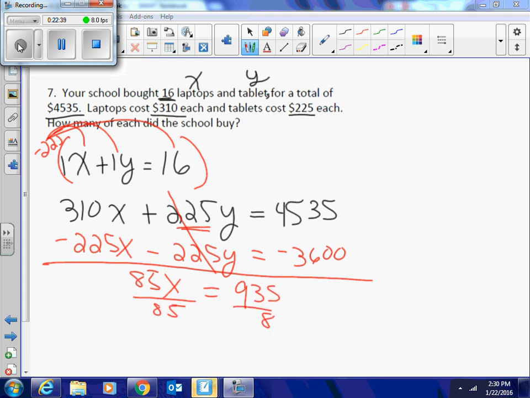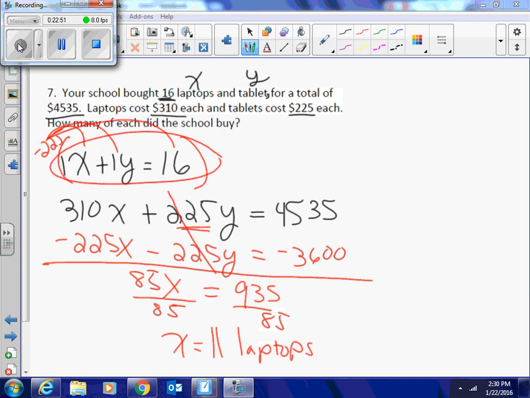And I find that x equals 11. And that would be 11 laptops. Well, I can go into my easy equation. If I've got 11 laptops plus an unknown number of tablets, but total I've got 16, subtract 11 from both sides, and my number of tablets should be 5.